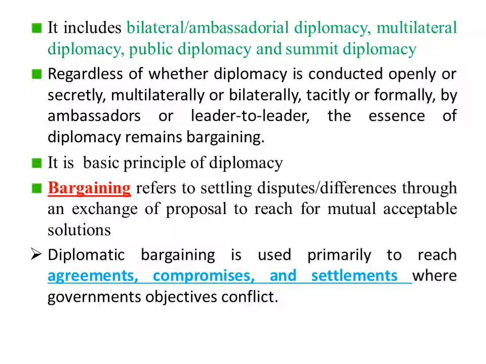So diplomatic bargaining is used primarily to reach agreement, compromise and settlement where governments' objectives conflict. So diplomatic bargaining ሁልጊዜም አግሪመንት ላይ ኮምፕሮማይዝ ላይ እና ሴትልመንት ላይ ይሰራል ማለት ነው። ሶ ይሄ የሚያመለክተው ምንድነው? ኢቭን ኢፍ ወደ ኮንፍሊክት እንኳን የሚያመራ ነገር ቢኖር በኮምፕሮማይዜሽን እና በኮንፍሊክት ሴትልመንት ዲፕሎማቲክ ባርጌኒንጉ ወደ አንድ የሚመጣበትን መንገድ ስለሚመራልን ባርጌኒንግ እንደ ቤዚክ ፕሪንሲፕል ኦፍ ዲፕሎማሲ ኮንሲደር ማድረግ እንችላለን ማለት ነው። This is what bargaining is.